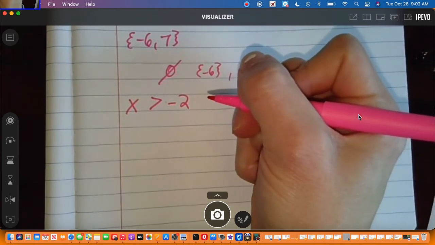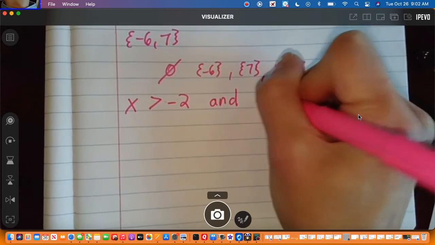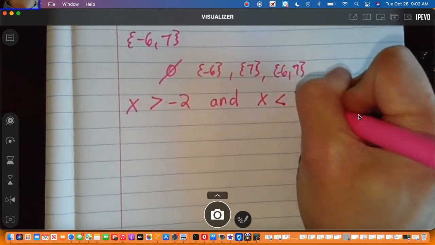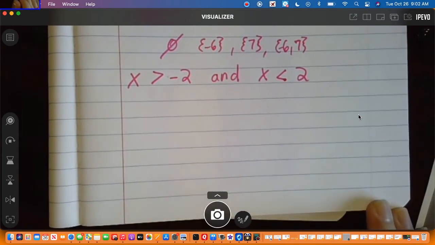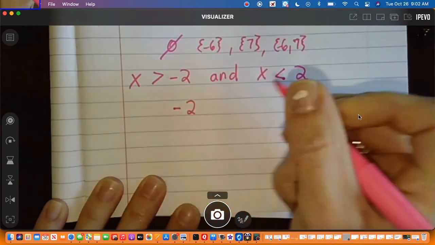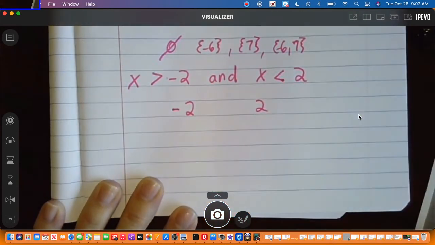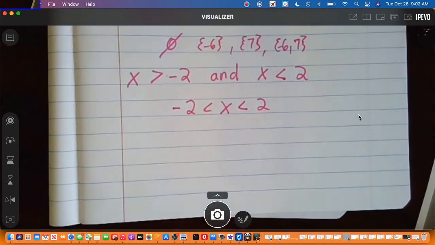Put the word and, then what's your next one? X is less than 2. Yeah, that's one way. Does anybody know another way we could have written it? You can do them together. Together? So my two numbers are what? -2 and 2, and I'm putting X between them. There we go. Either answer is correct.